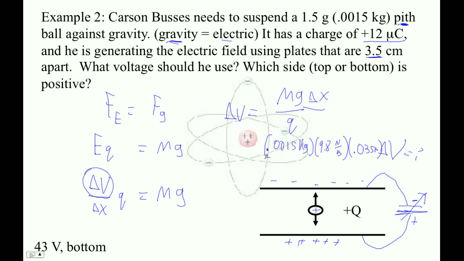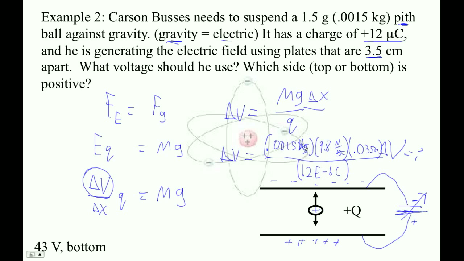Q is 12 microcoulombs, so 12E minus 6 coulombs. Shouldn't we get joules per coulomb? Let's see. Kilograms goes away. Newton meters per coulomb. That is actually volts. That's so cool. I'm so excited. Are you excited? I'm excited.